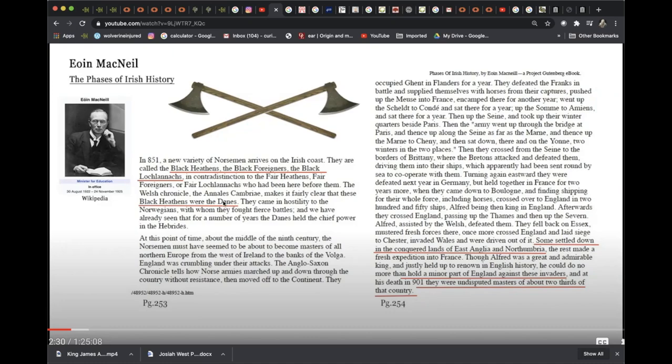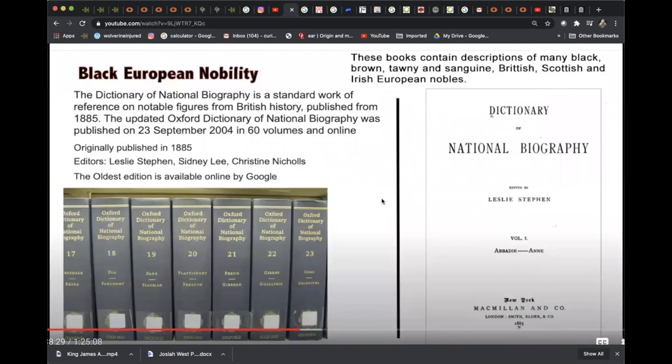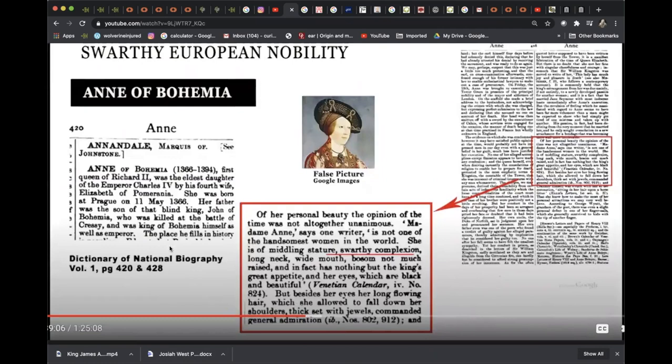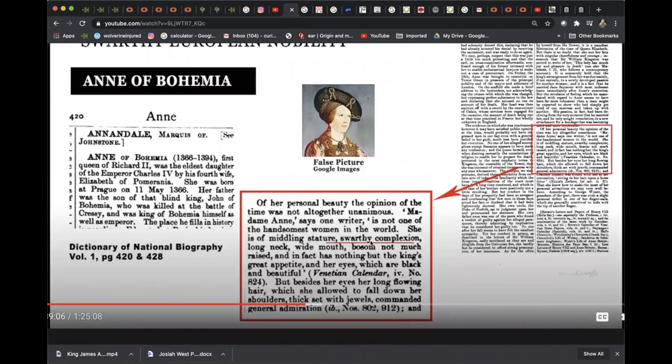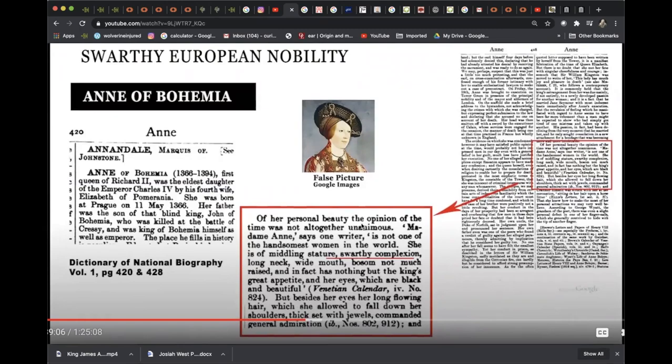Danish. All right, on this part of the video, he's showing this book, the Dictionary of National Biography. There are a lot of volumes of this book, and he has some pretty good jewels in here. This is Anne of Bohemia. It says here that she is of middle stature, swarthy complexion, long neck, wide mouth, bosom, not much grace, in fact, has none but the king's great appetite. And you can actually Google her name, and if you go to Wikipedia, it'll say the same thing, that she is swarthy of complexion.